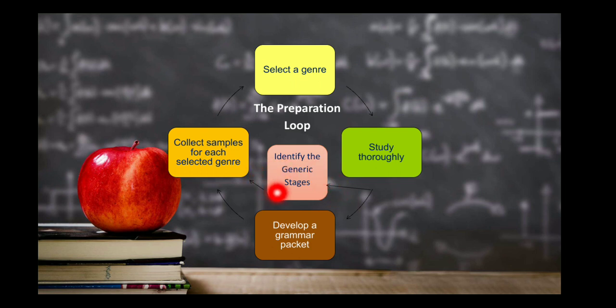Then you identify the generic stages. What are the different elements of a story? If it is a descriptive passage, how is it written? What are the stages of writing a description? If it is a compare and contrast essay, how do we go about writing it? What are the stages of such an essay? If you are writing an opinion essay, what stages do you go through? What is in the first paragraph? What is in the second paragraph? What is in the third paragraph? And so on. So you study it thoroughly to look for the generic stages and the type of language that is used in that particular text.